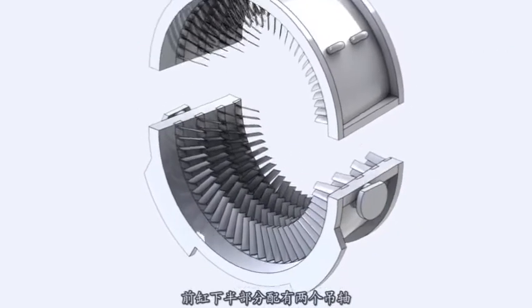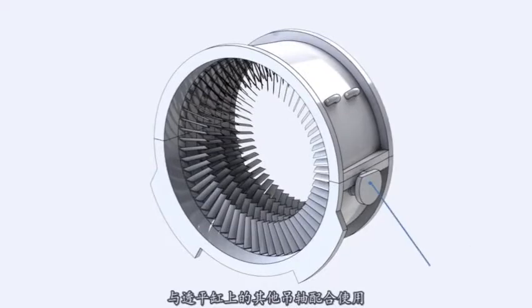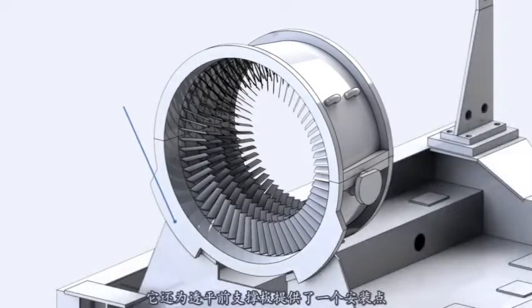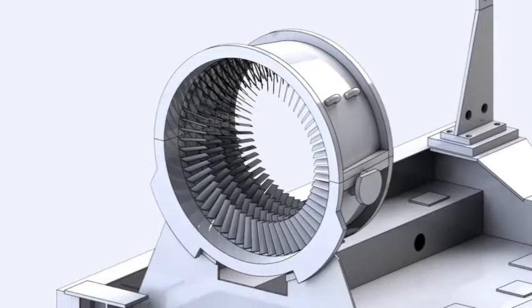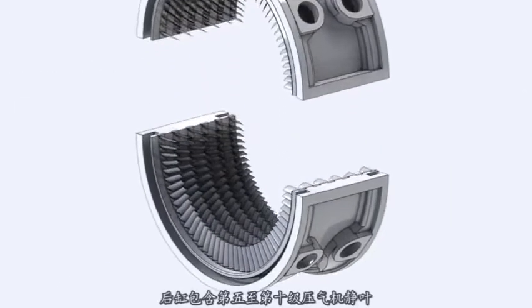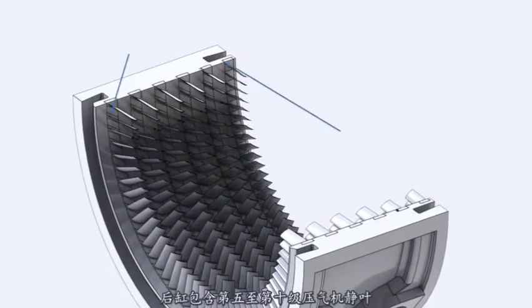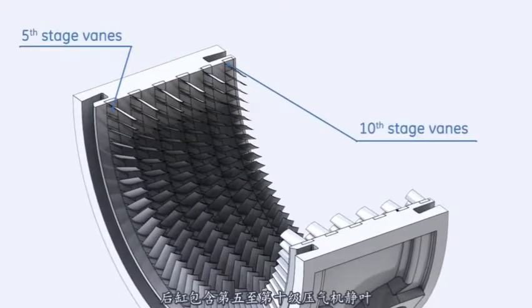The lower half is equipped with 2 trunnions, used with other trunnions on the turbine shell, to lift the gas turbine to or off the turbine base. It also features a mounting point for the forward turbine support plate. The aft casing contains the 5th to the 10th compressor stator vanes.